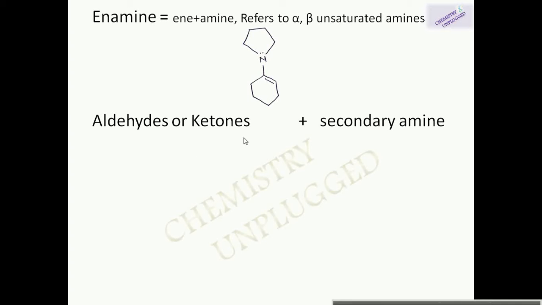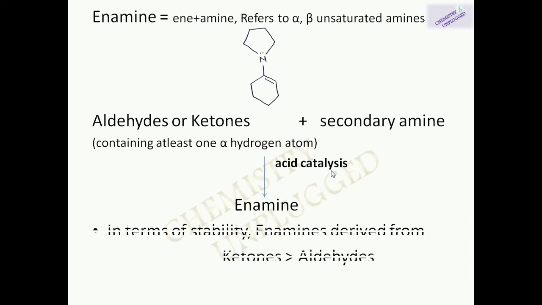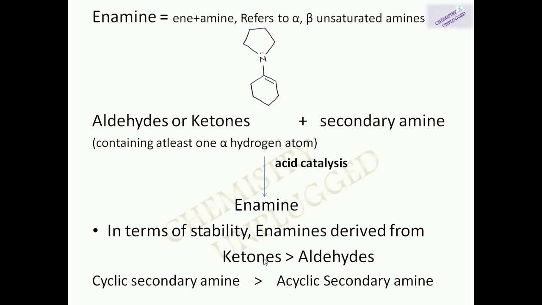Enamines are formed from aldehydes or ketones and secondary amines. But the aldehyde or ketone must have at least one alpha hydrogen atom, and this reaction is acid catalyzed. The enamines formed from ketones are more stable than those from aldehydes, and enamines formed from cyclic secondary amines are more stable than those from acyclic secondary amines. Now we will see this reaction in a little detail. We will later discuss the detailed mechanism of this reaction.